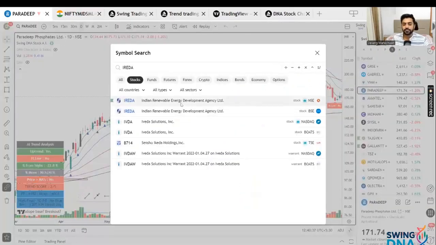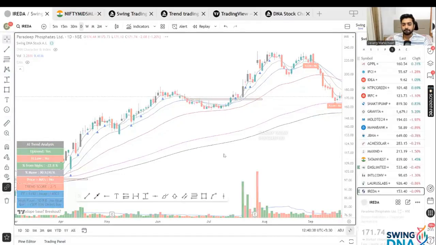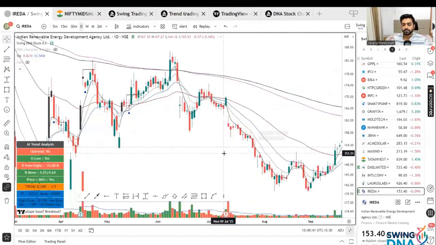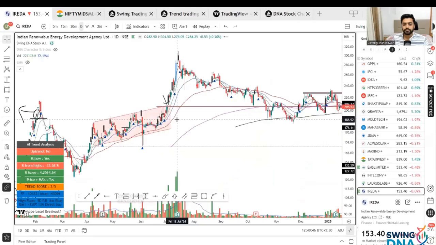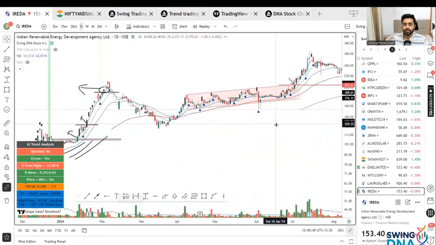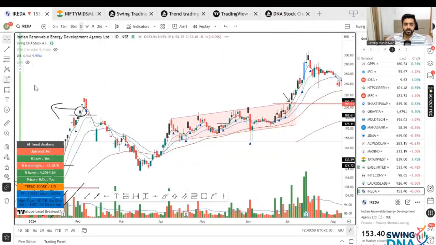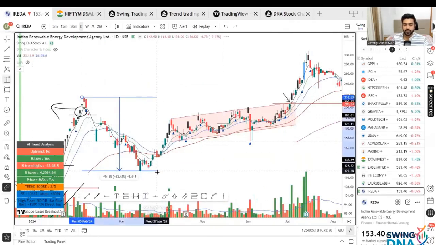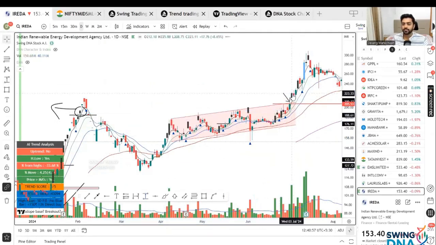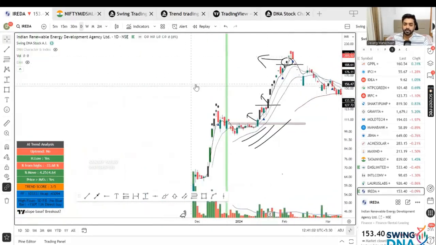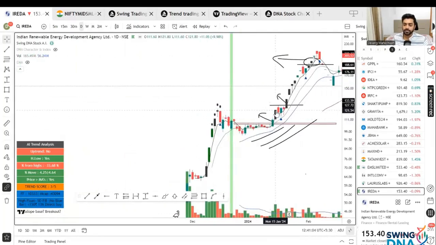IREDA. This went closer to the highs eventually. This is like 40%, then it contracted. This is almost a new high here. Only after that good momentum came. Here, look, it proved itself up here, very near to these highs, and then the good momentum came.